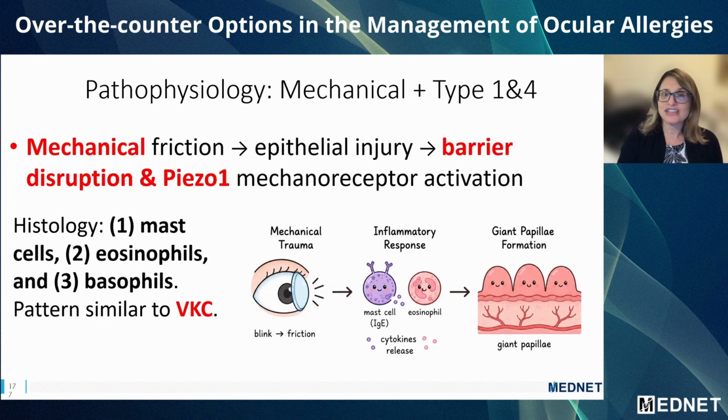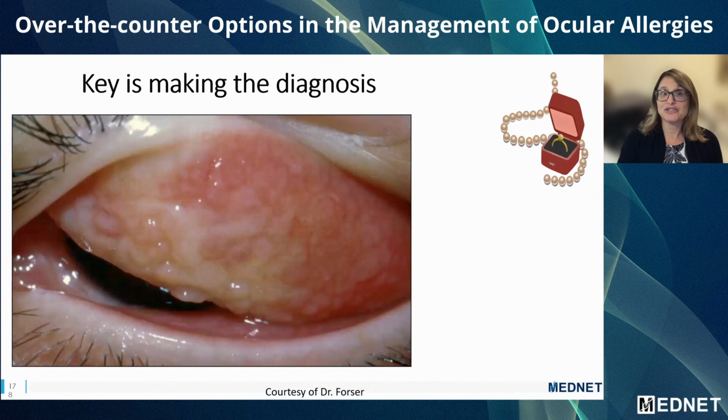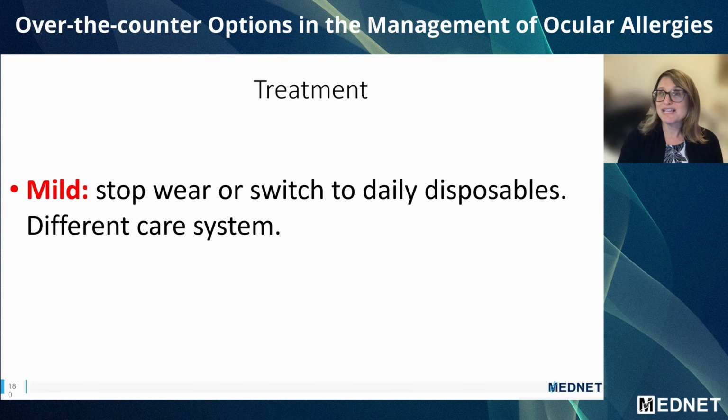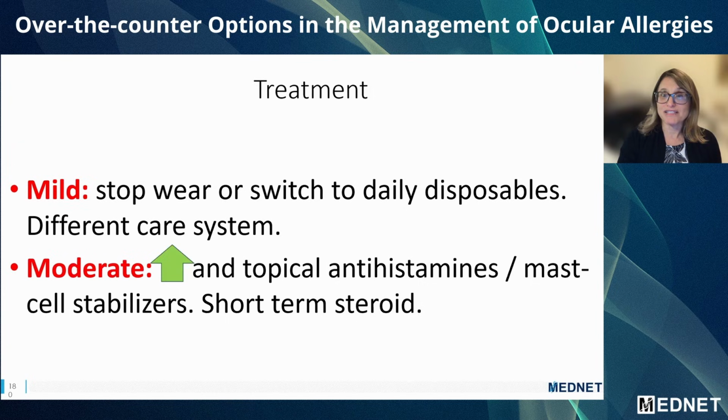But when you look at the histology, there are certainly similarities to VKC and also in the clinical picture. And so the key to making the diagnosis in any contact lens wearer that has any symptoms, and also it's a good idea in a contact lens wearer that doesn't have symptoms, is to flip the upper lid and look for giant papillae, because that's how you make the diagnosis. And sometimes the treatment is easy. You just tell them to stop wearing their contact lenses, but sometimes they need contact lenses. So it's important to try to improve their contact lens hygiene and try to find a contact lens routine that will not give them a response.